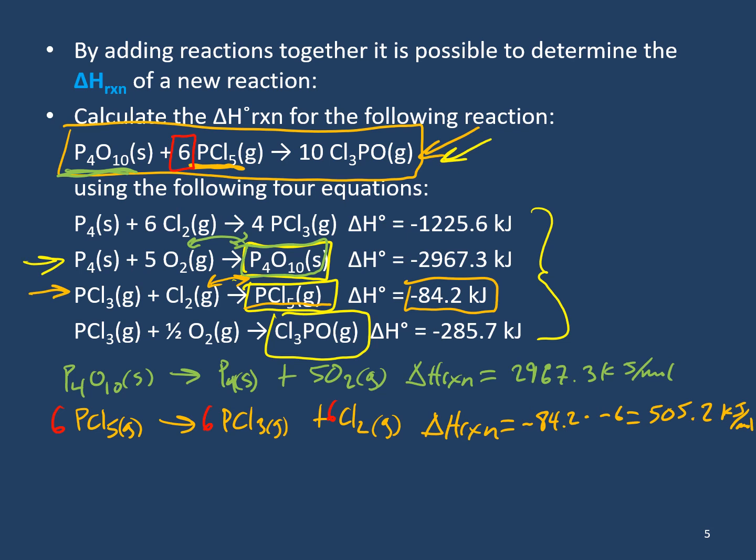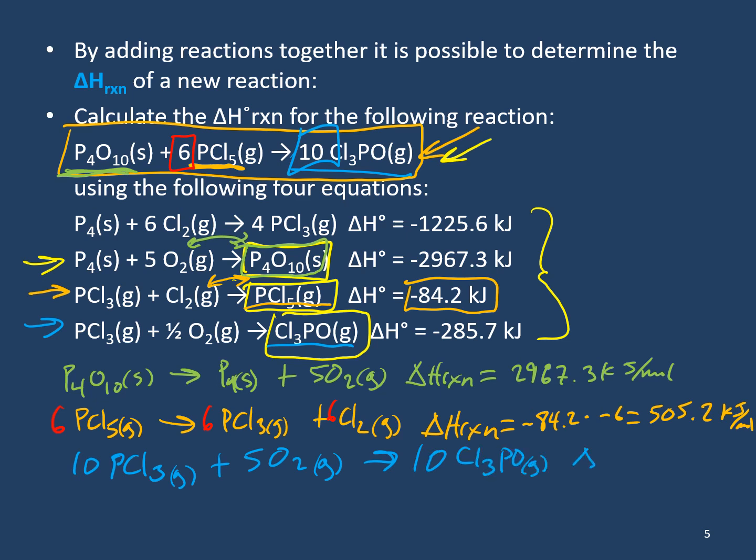All right, so now let's look at that last reaction. Not the last reaction we're going to talk about, but definitely the last reaction in the set of 4. We have Cl3PO, and that is in both the product side here and the product side here. So this is a reaction we do not need to flip because we have Cl3PO on the right side. However, there are 10 Cl3POs in our final equation, so I need to multiply this entire reaction by 10. This gives me 10 PCl3s, gases, plus 5 O2s, goes to 10 Cl3PO gases.